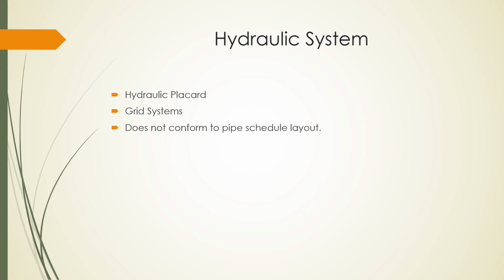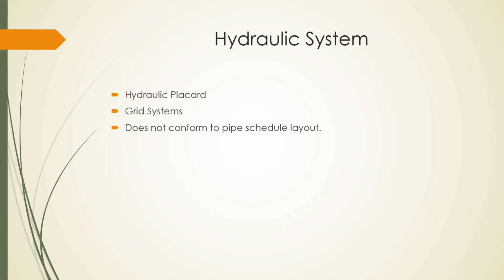If you see a hydraulic placard in place, that's a pretty good indicator that the system was hydraulically calculated. It doesn't entirely mean that it was, because it's possible that someone after the fact could have calculated out a pipe schedule system. But for the most part, when you see a hydraulic placard, it means that it was a calculated system. Again, to confirm, grid systems are not anything but hydraulic systems.